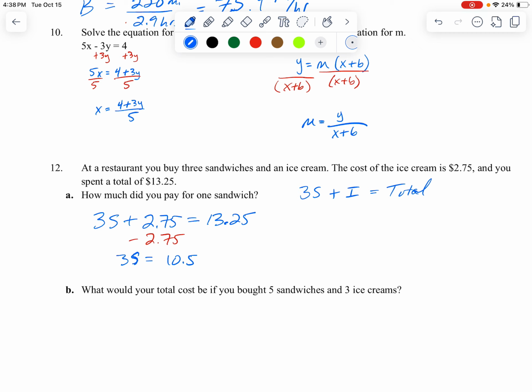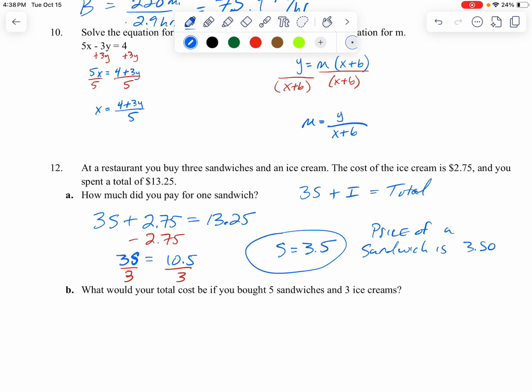Be careful that you don't mistake your S for a 5. It's the one issue with using that letter. Now, all I need to do is divide by 3. Divide both sides by 3, and I will get my price of a sandwich. S equals 3.5. Or we could say the price of a sandwich is $3.50.